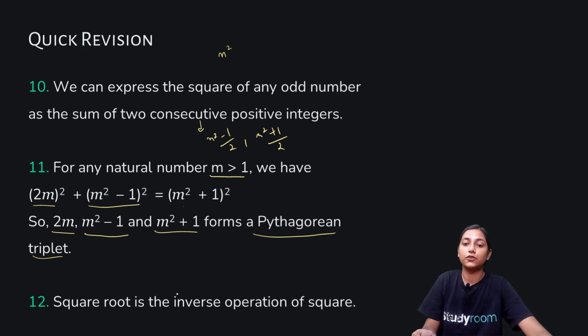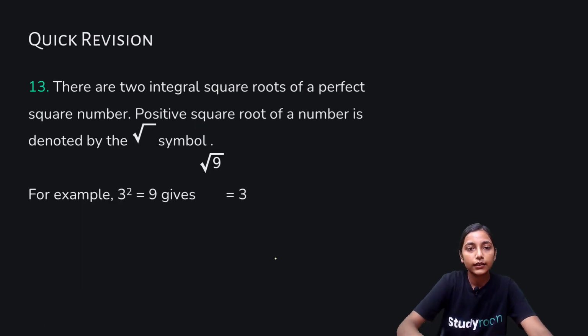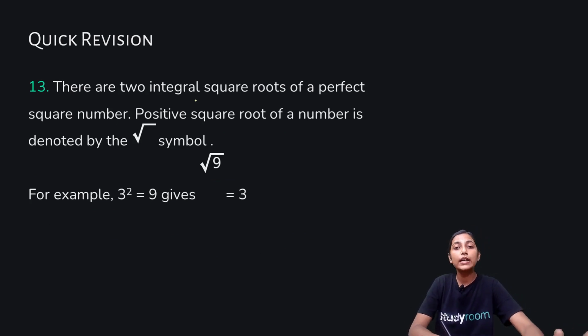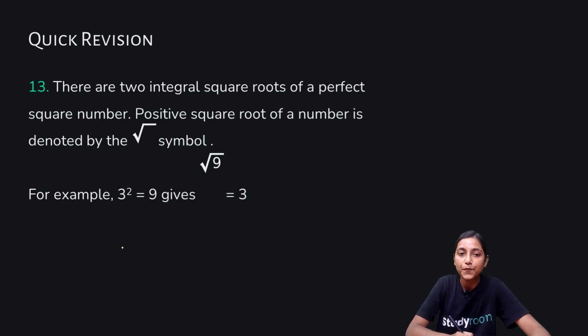Square root is the inverse operation of square. Yes, we know that square root is actually the inverse operation of square. Next, there are always two integral square roots of a perfect square number. The positive square root of a number is denoted by this symbol. An example is also given. See, 3 square equals 9 and the square root of 9 equals 3. This denotes the positive square root, and we are getting the square root as 3, which is a positive square root.